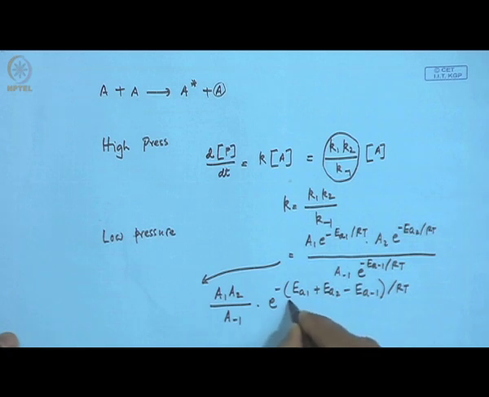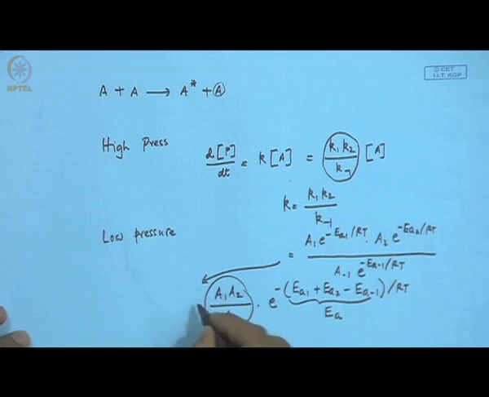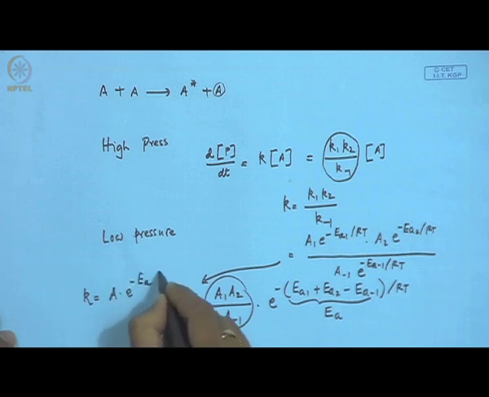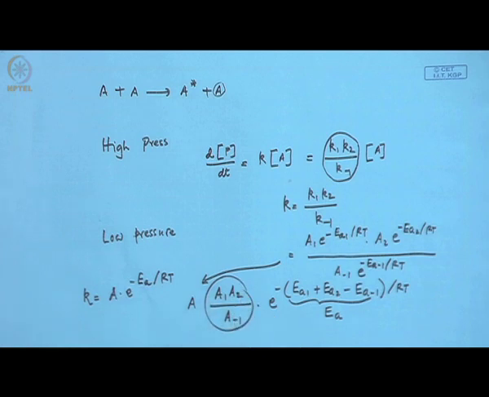So, if you write this as overall EA, then your expression reduces to this, and also if you write this as overall A, then your K is equal to A into e to the power minus EA by RT. So, you can directly plug in these Arrhenius numbers into the overall rate expression.